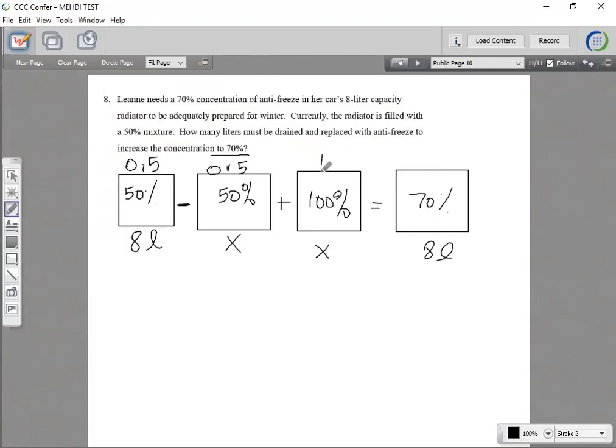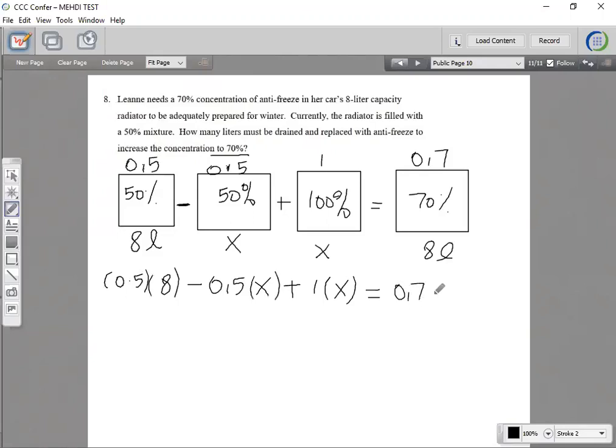100% would be 1, and 70% would be 0.7. So if I want to write the equation, amount times the strength, 8 times 0.5. So write 0.5 times 8 minus 0.5 times X. We don't know how much we're going to drain, plus 1 times X, 100% would be 1, equal to 0.7 times 8. This would be the equation that you have to set up here.